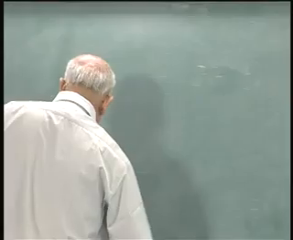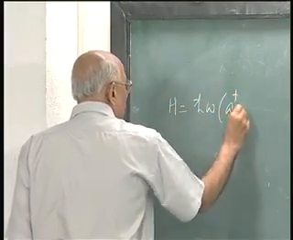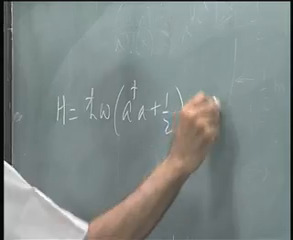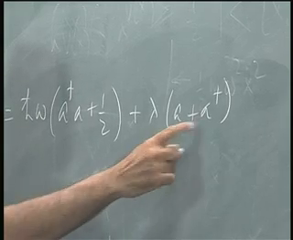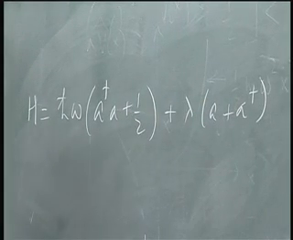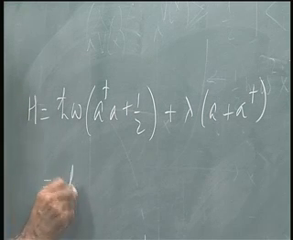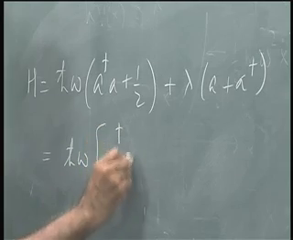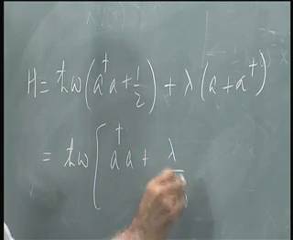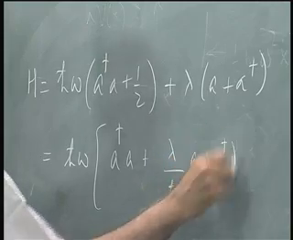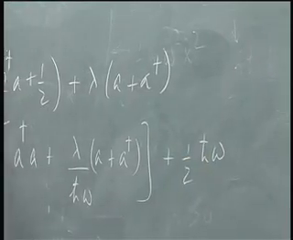So that is easily found because you have ħω(a†a + 1/2) + λ(a + a†). Notice λ is real and this is a Hermitian quantity, so the Hamiltonian is Hermitian and the eigenvalues are guaranteed to be real. So you could write this as ħω times (a†a + (λ/ħω)(a + a†)). This is the zero point energy there.